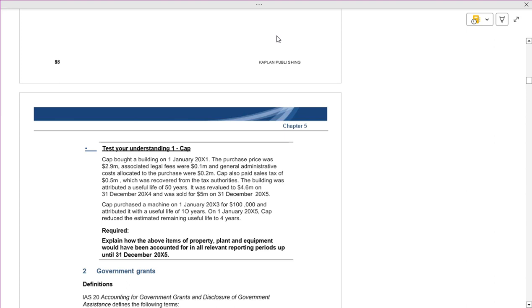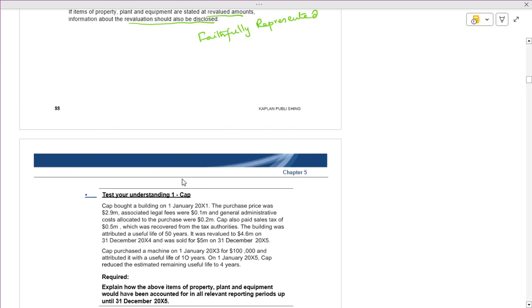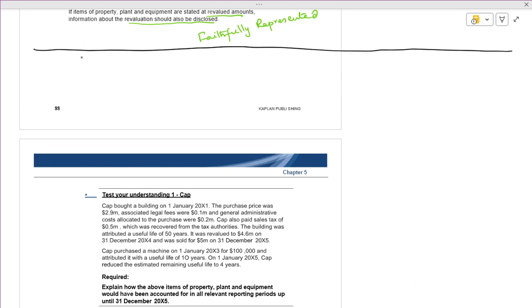Fine. Now, coming back to this, very specific. I will put one line here. I need a lot of space. Okay. CAP bought a building. We put here the solution.